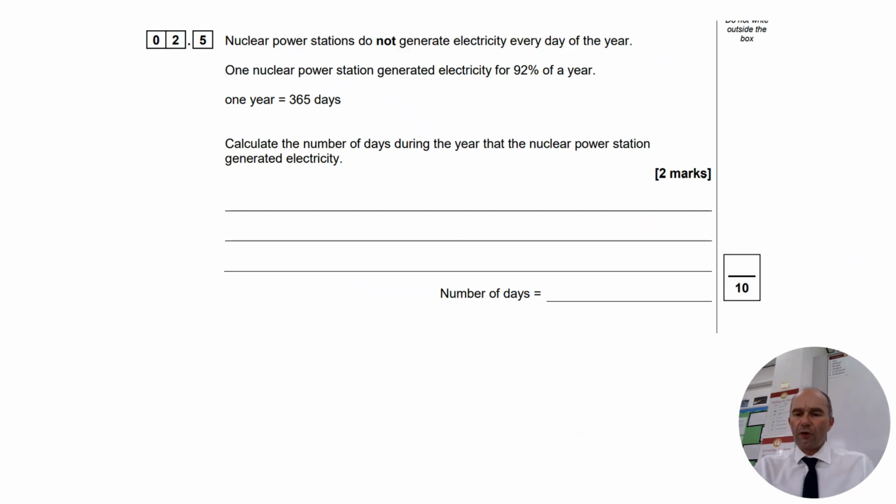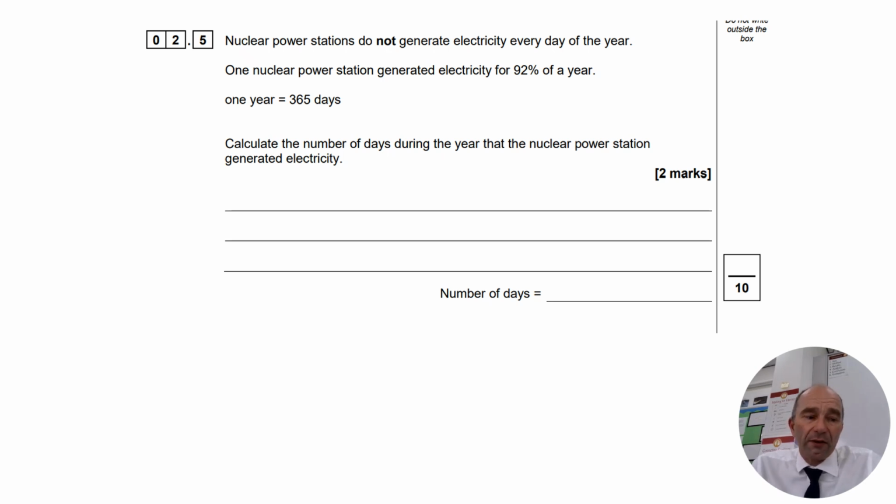And then finally, we've got another maths question. To be fair, you don't actually need to know that much science to be able to work this one out. Nuclear power stations do not generate electricity every day of the year. One nuclear power station generated electricity for 92% of the year. It even tells you how long a year is, 365 days. Calculate the number of days during the year that the nuclear power station generated electricity.